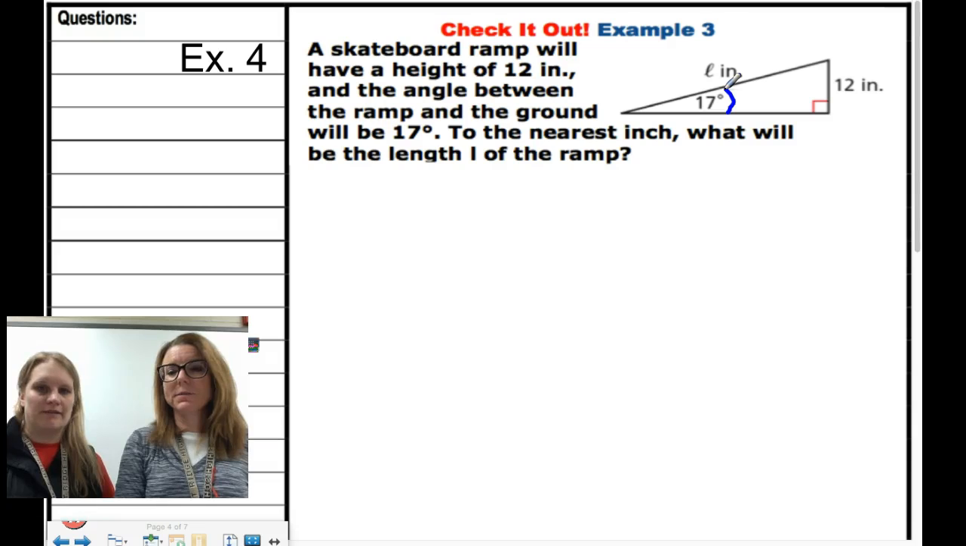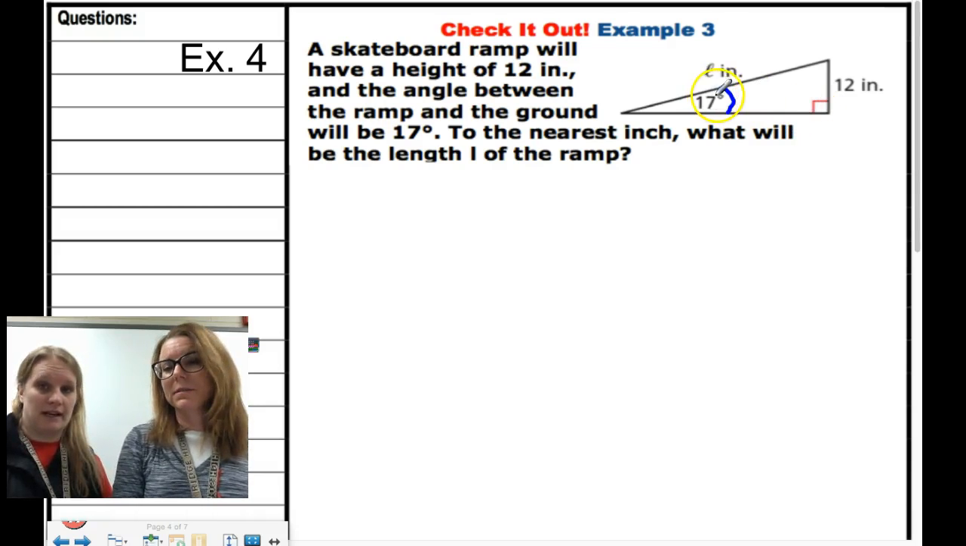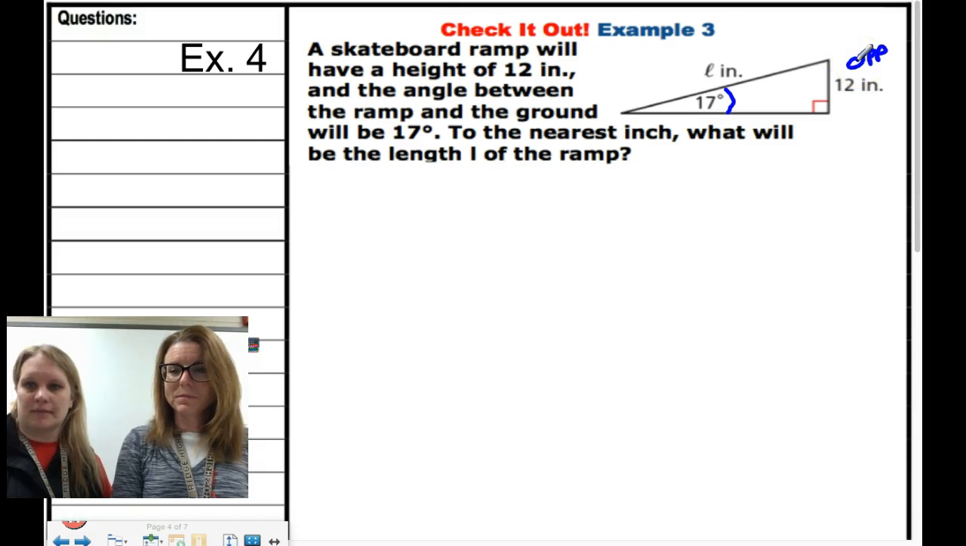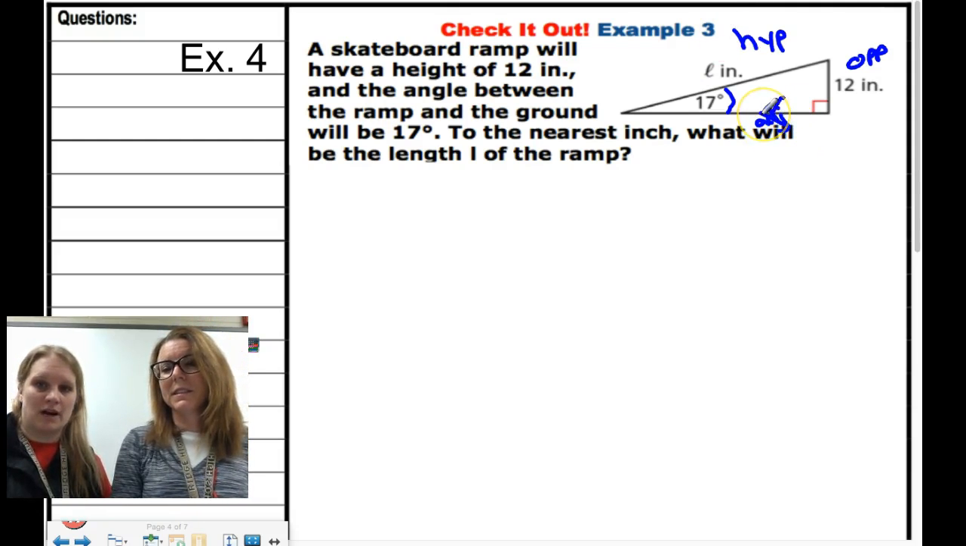Well, we don't have any 30-60-90s or 45-45-90s. But we do have a 90 degree angle, so we can use SOHCAHTOA. And we have a theta. Here's our angle. Across from this is our opposite, across from the right angle is our hypotenuse, and this is our adjacent. Now, which one doesn't have anything on the side? Well, we're not going to use adjacent.